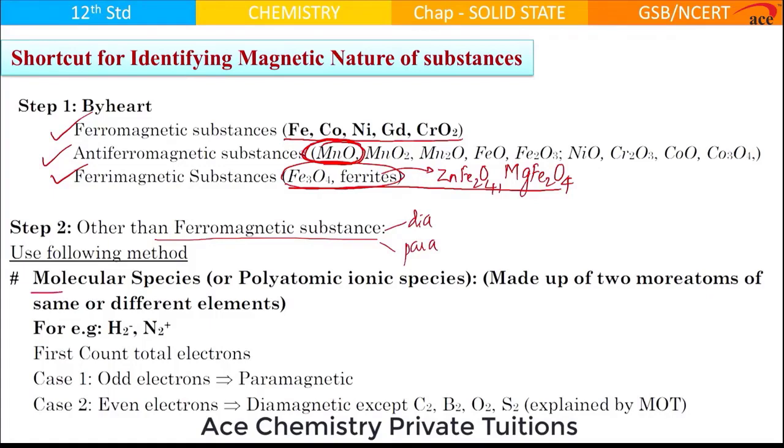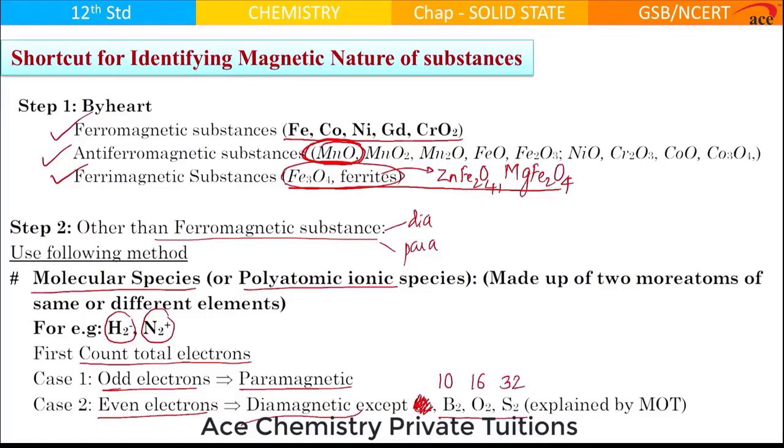Under that, the first category is molecular species or polyatomic species. When I say molecular species or polyatomic species, that means they are made up of 2 or more atoms. In this case, count the total number of electrons. If the total number of electrons is odd, they are paramagnetic. If the total number of electrons is even, then they are diamagnetic. The exceptions are B2 and O2, where B2 has 10 electrons and O2 has 16. So remember, B2 and O2 are paramagnetic. Remaining all substances are diamagnetic.